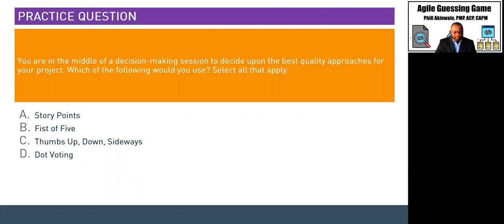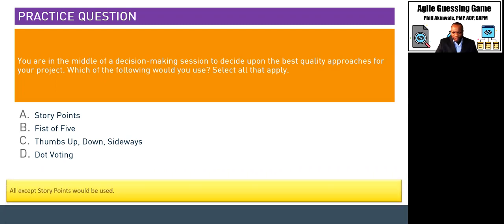Five seconds left. All right, time up. The correct answer is all of the choices with the exception of story points. Remember, decision making: fist of five, thumbs up, thumbs down, sideways, dot voting. But story points is used for estimating.